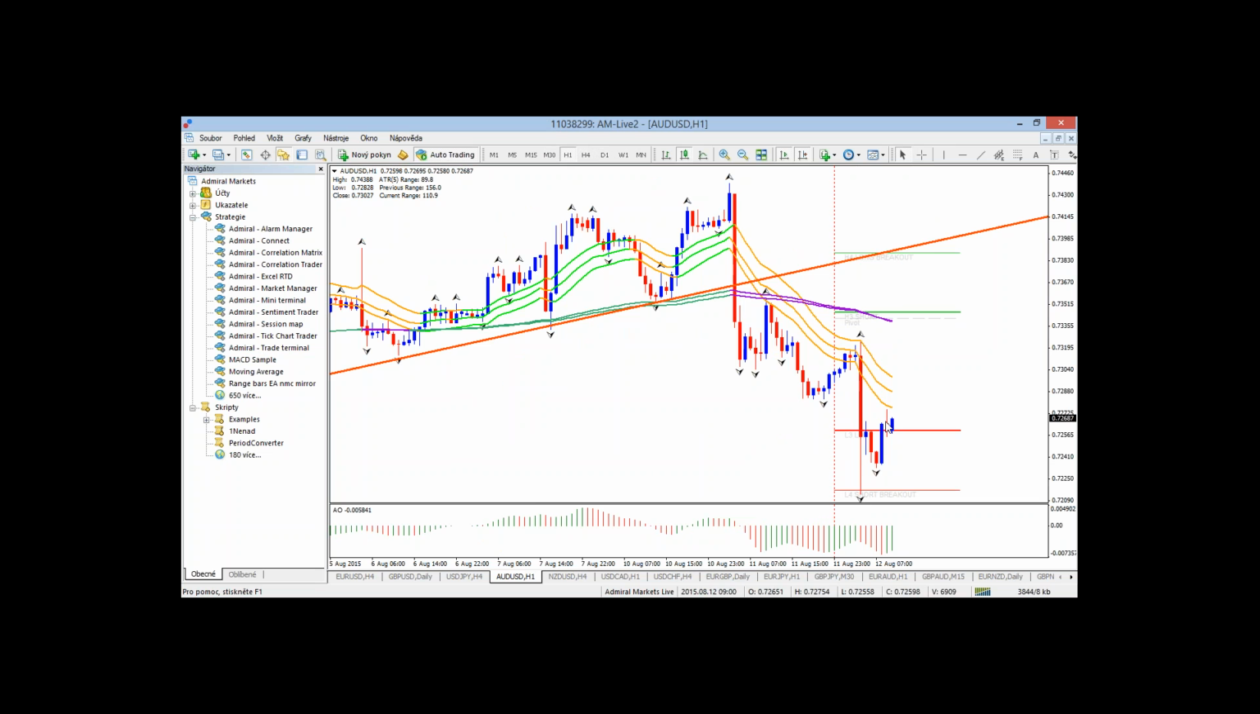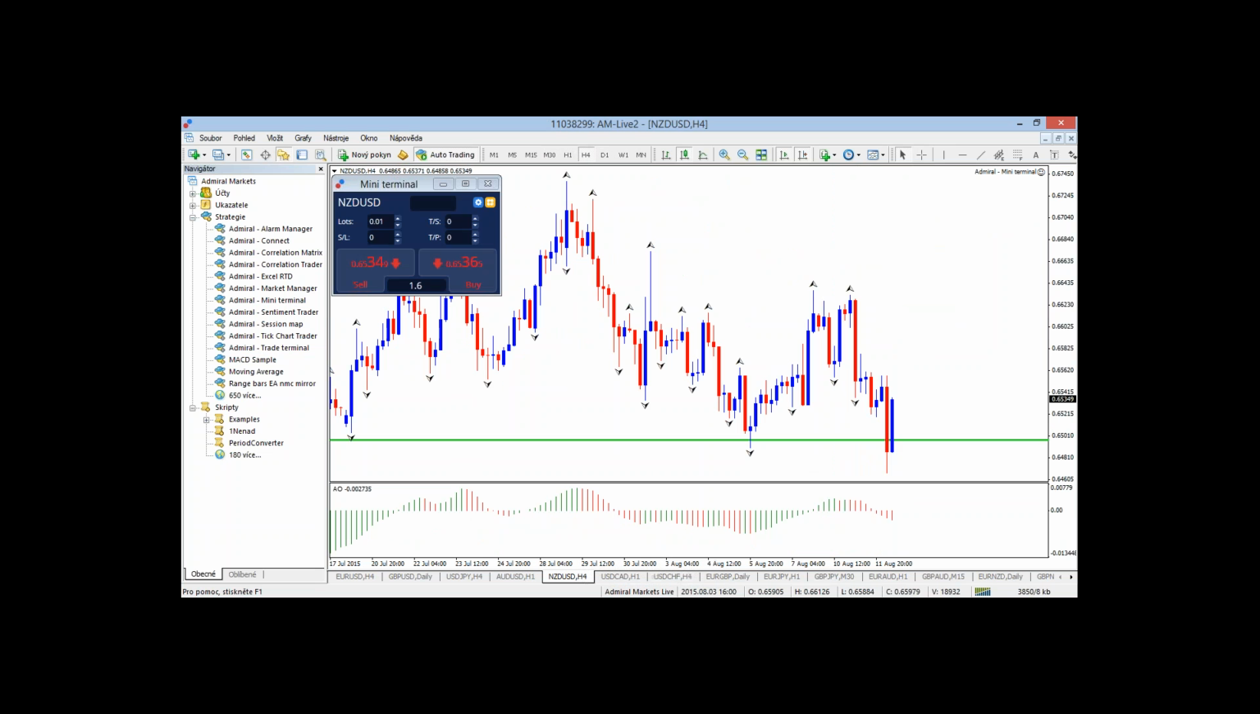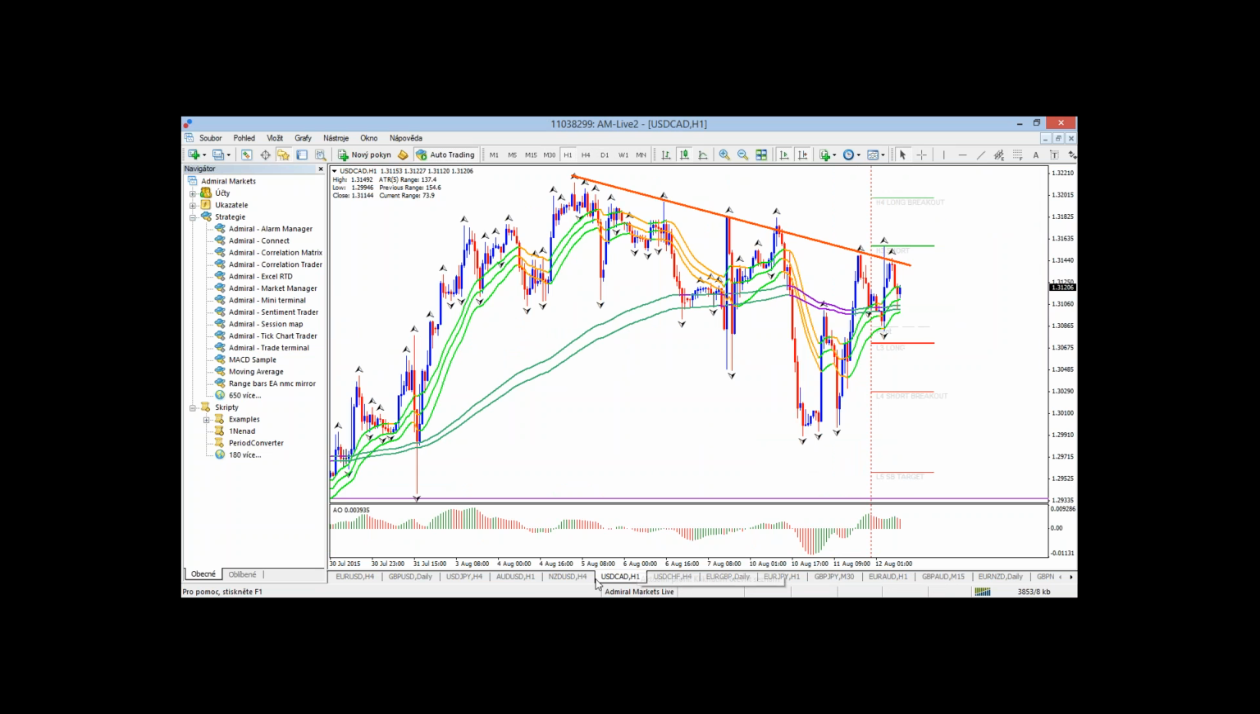Does not look interesting at the moment. Looks like it's going to retrace. Let me see if there's something else. Kiwi is retracing as well, but isn't a downtrend, doesn't look interesting.